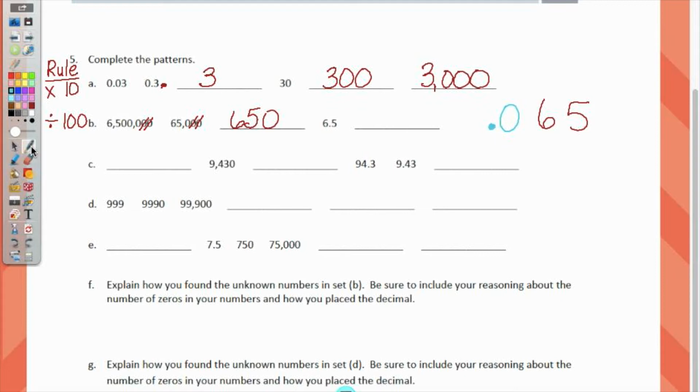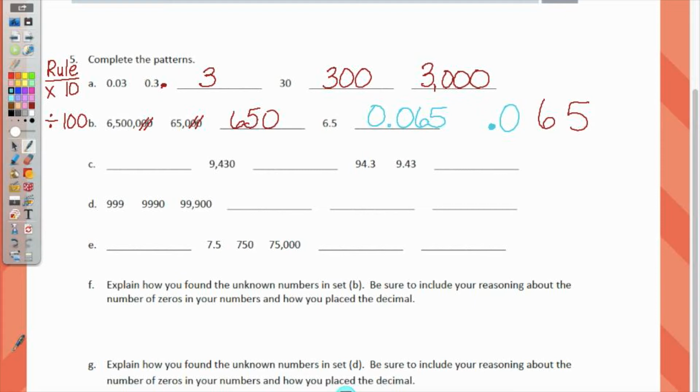So what do I write on the line? Zero point 0.065. And it's 65 thousandths. Do you see how we're using the iPad to help us with the decimal hop? Yes. Does the eraser make it any easier? Yes. Okay.